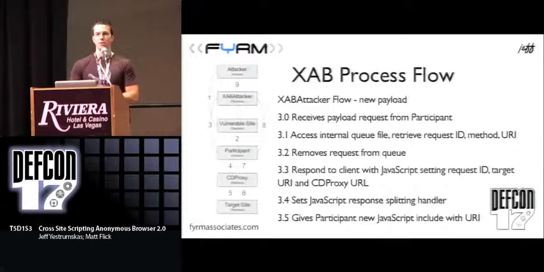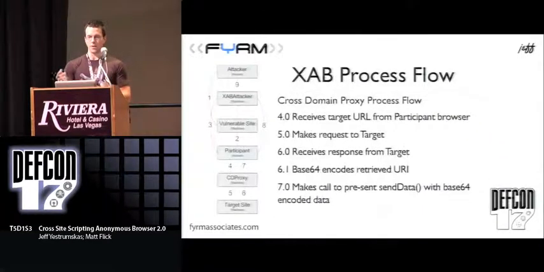So now we've got the client, the victim or participant, making that request to the cross-domain proxy. It's also going to set some other JavaScript functions to handle the data coming in. Don't need to know about that too much, but if you really want to, you can look at the code. And once a participant makes that request to the cross-domain proxy, we're going to hit step 4 now. So step 4 is really simple.